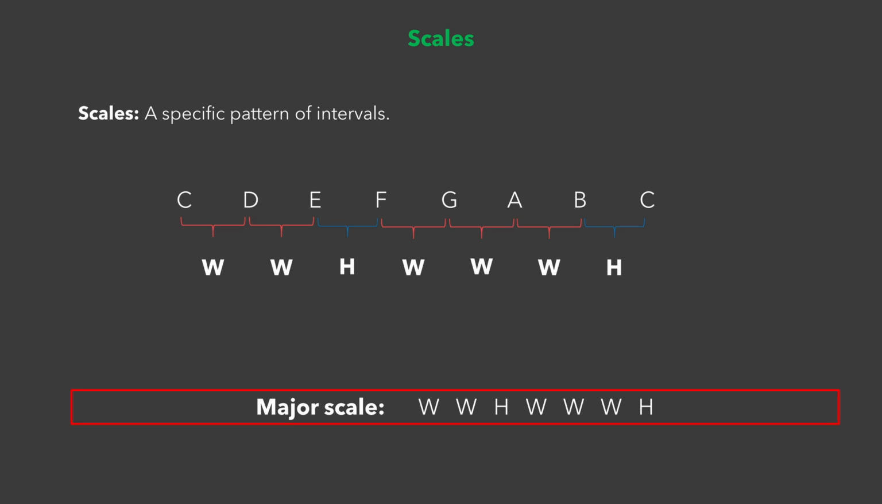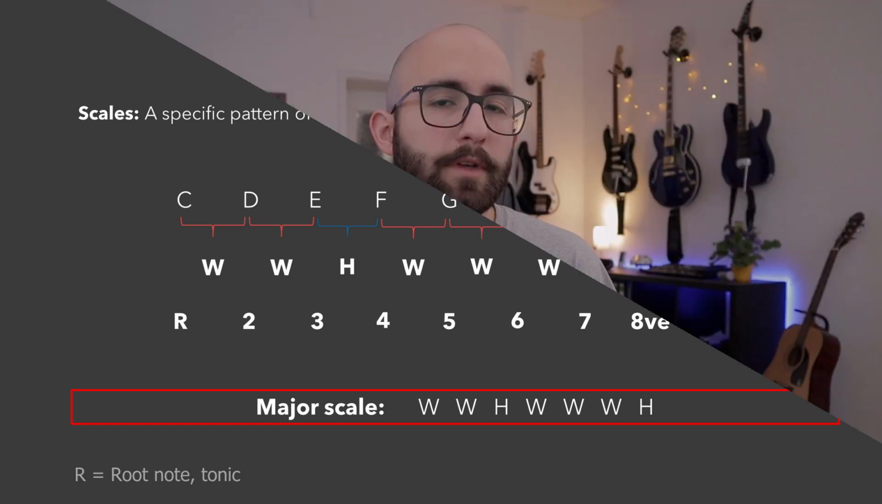These jumps correspond to the following intervals relative to the note C. C would be our tonic, then we have a major second, a major third, perfect fourth, perfect fifth, major sixth, major seventh, and the octave or tonic again. This order of intervals or jumps is what defines a major scale. It is the essence of the scale as such.